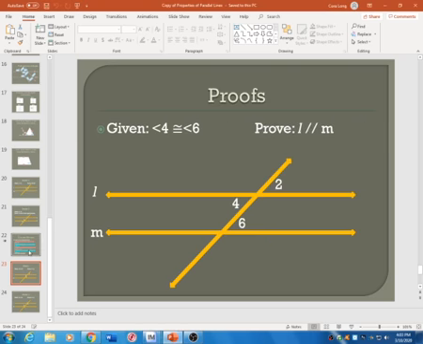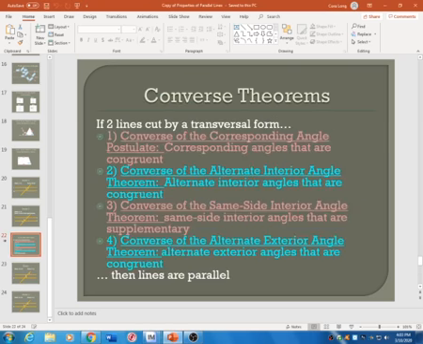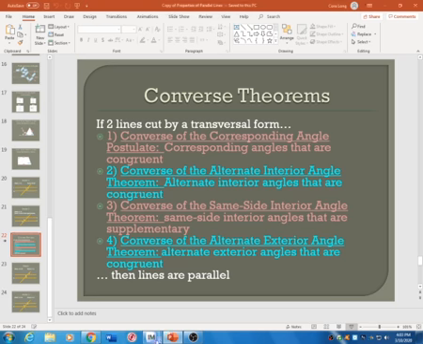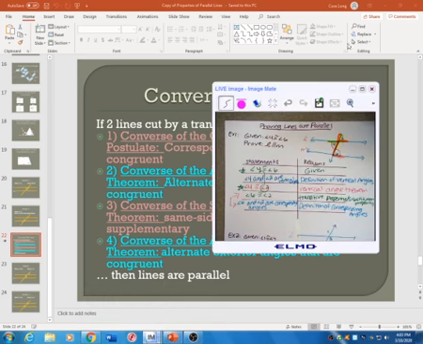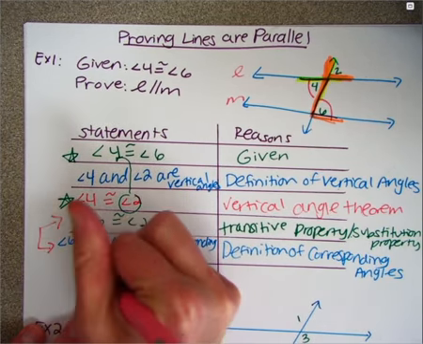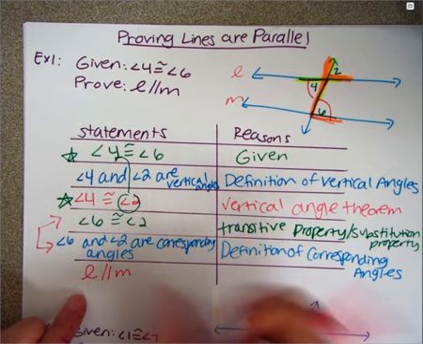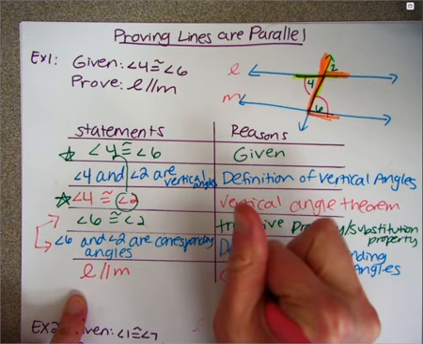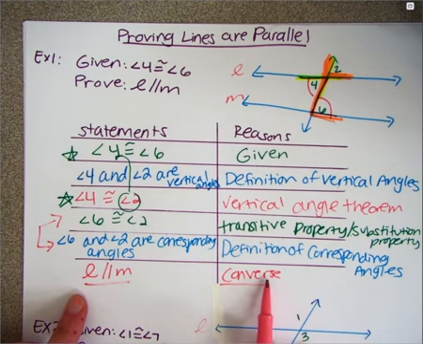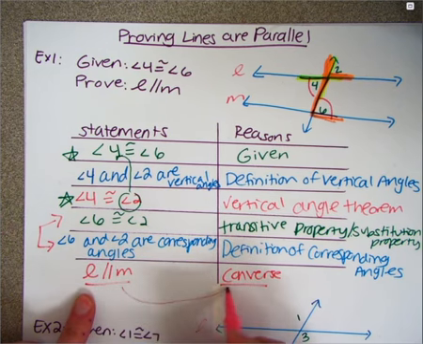So if we go back to our nifty PowerPoints, if we look here, okay, by the converse of the corresponding angles, if two lines cut by a transversal form corresponding angles that are congruent, then that means your lines are parallel. Okay, so since I have proven that corresponding angles are in fact congruent, that has to mean that line L is parallel to N. And anytime you are proving lines are parallel, I should see a converse theorem in the statement or in the reason. This should have a converse with it.